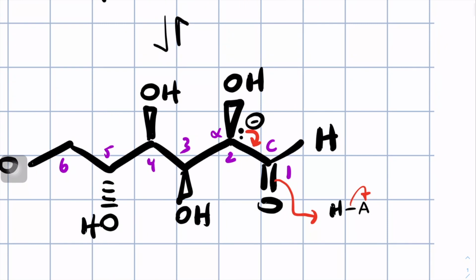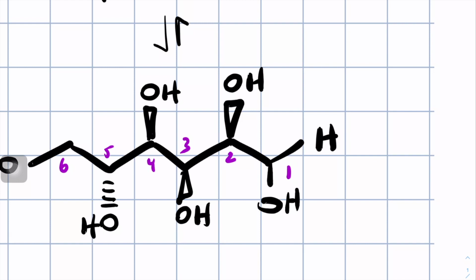We'll need to erase some things so the changes are clear. We should have a new oxygen-hydrogen bond here. Oops, let's just put the OH there. We should have a new pi bond between carbons 1 and 2.